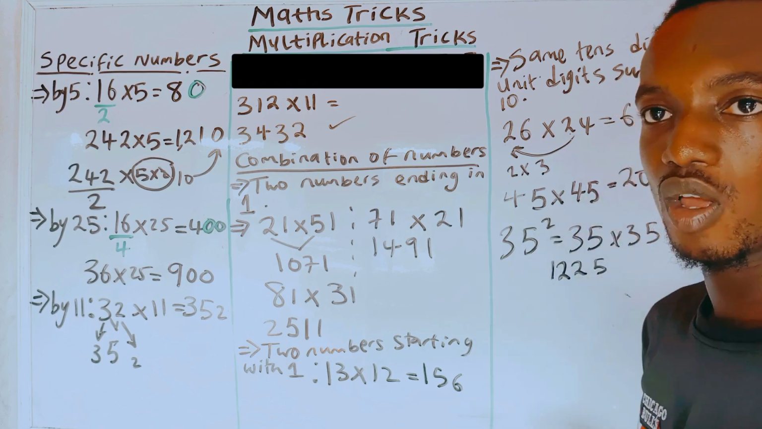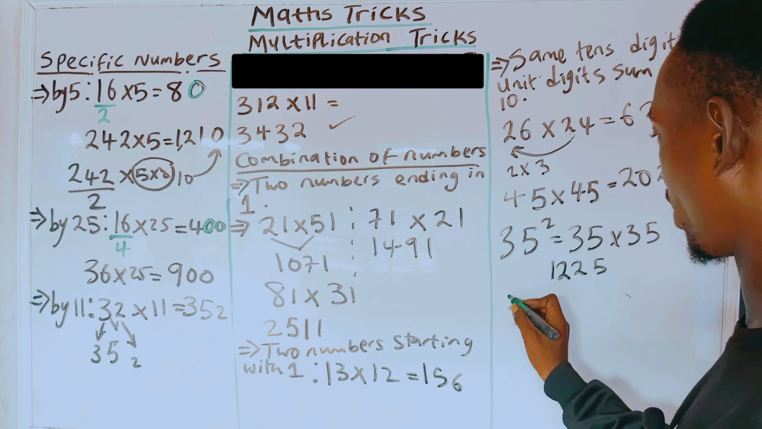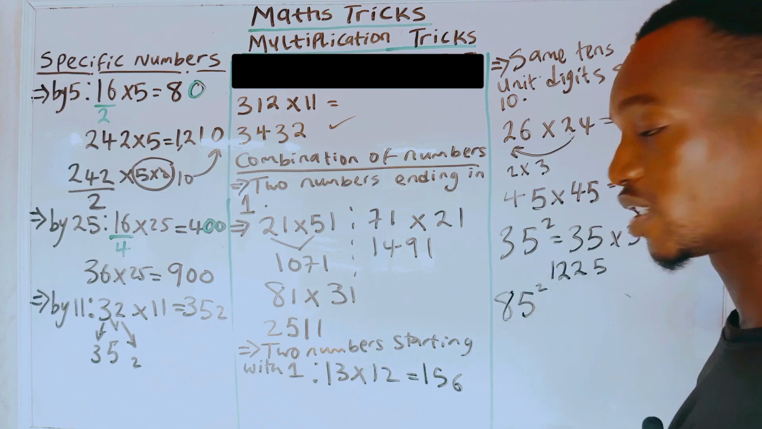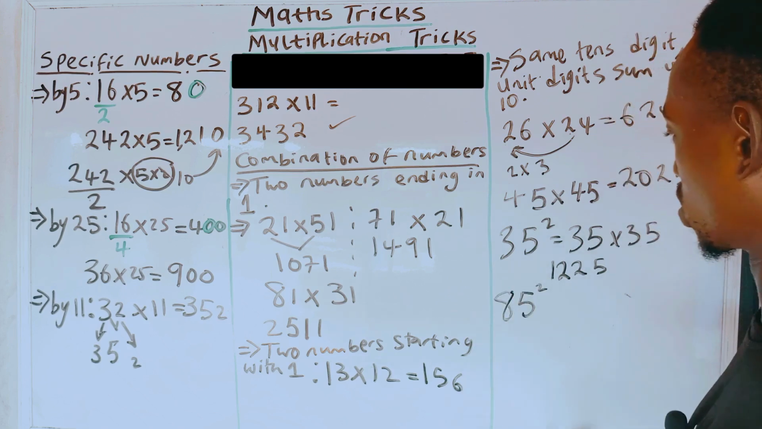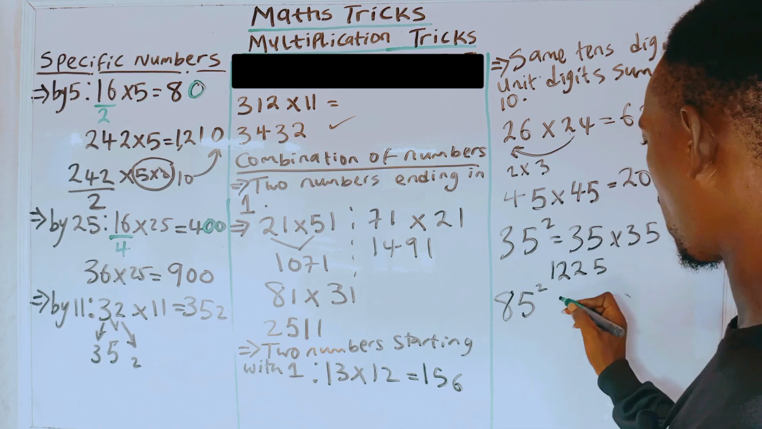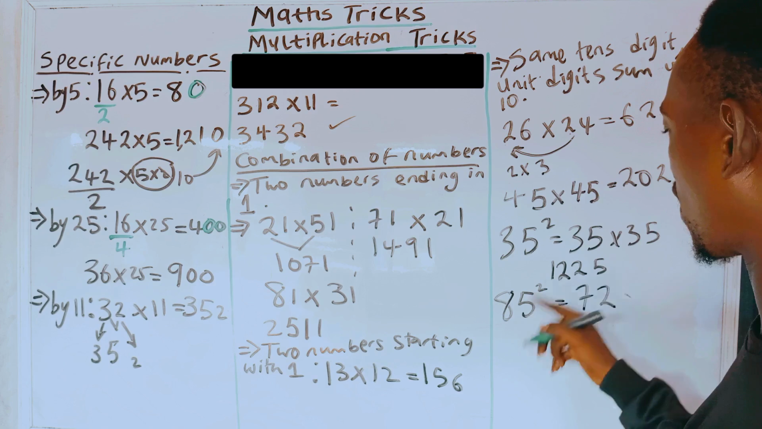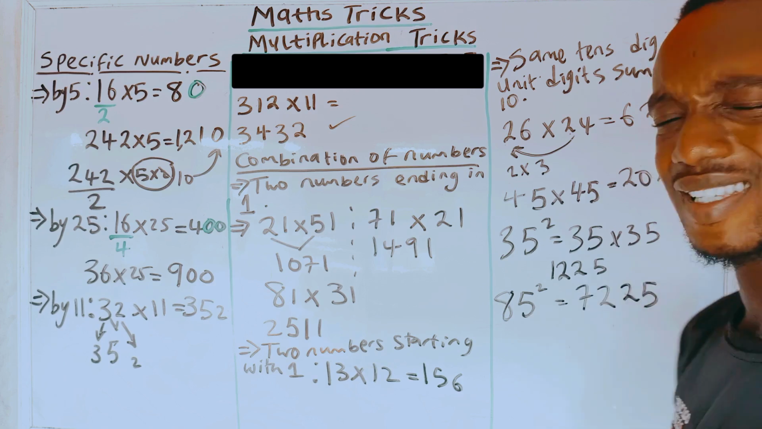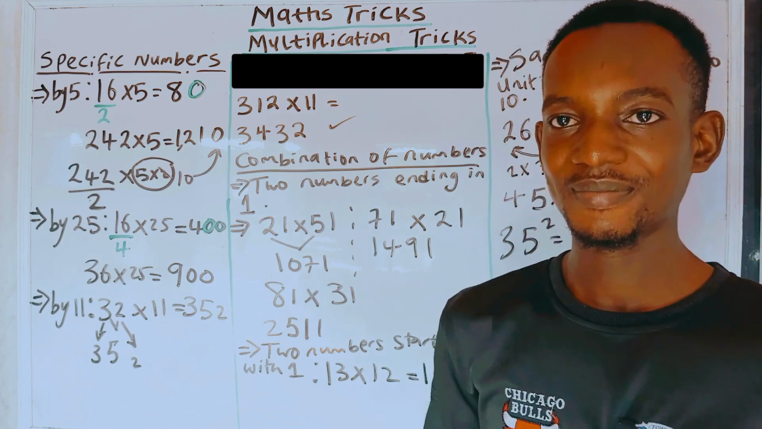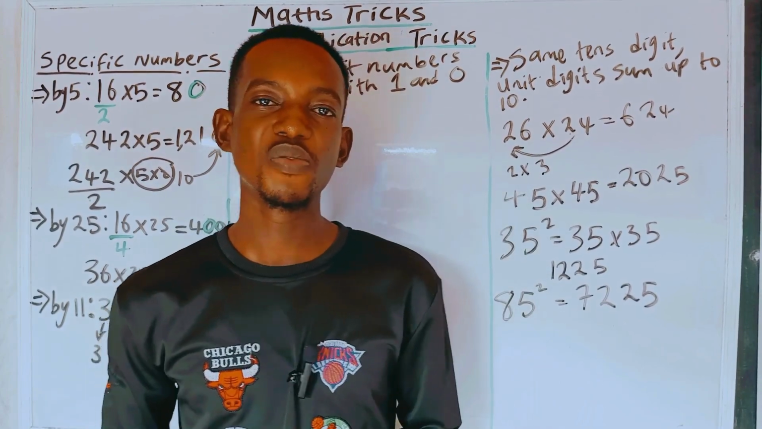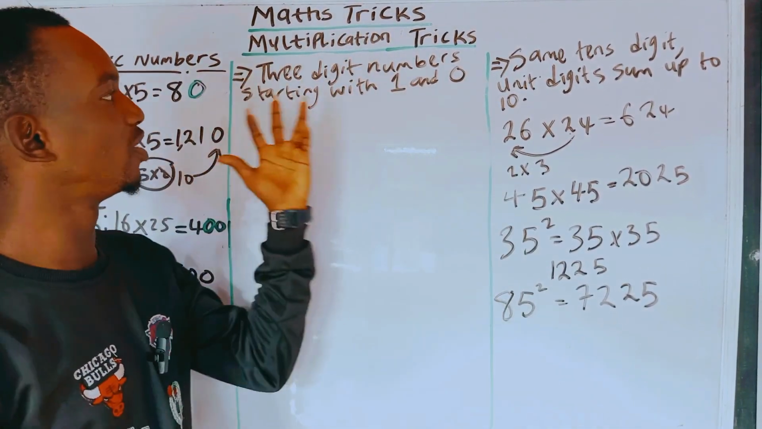This trick can work on them as far as they are two digits. You can also have 85 squared. Same thing, 85 times 85, okay? So that gives us 8 times 9, right? 8 times 9 is 72, then 5 times 5 is 25. As easy as ABC.